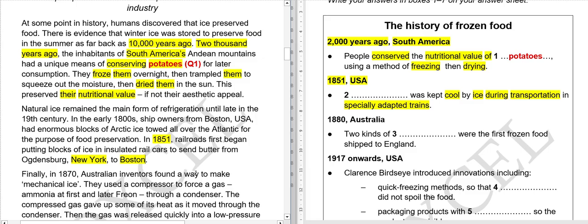So now I will tell you again, the answer is from here, from "in 1851" to "Boston", between these lines. I will give you 5 seconds to figure out the answer. So time starts now. Time's up. I hope you have figured out the answer, and the answer is, yes, butter.